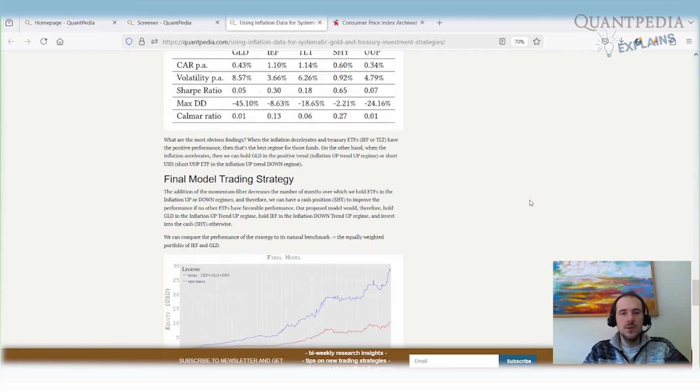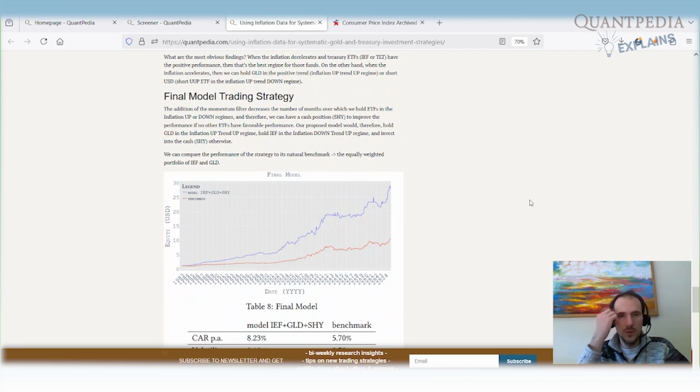So what we can do now is build the final trading strategy. We have 2 possibilities. We will buy the bonds when inflation goes down and the momentum for bonds is positive. We will buy gold if inflation goes up and the momentum is positive for gold. In the case that neither of these 2 is true, we hold cash. We can compare the performance of this strategy to its natural benchmark, which is the equally weighted portfolio of a US Treasury bonds ETF and the gold ETF.